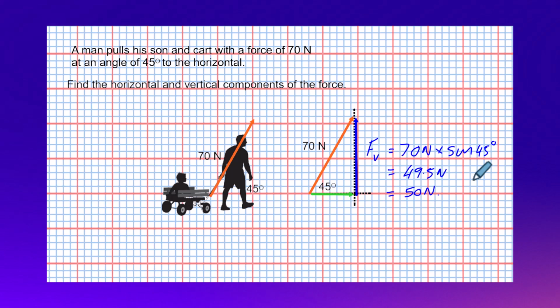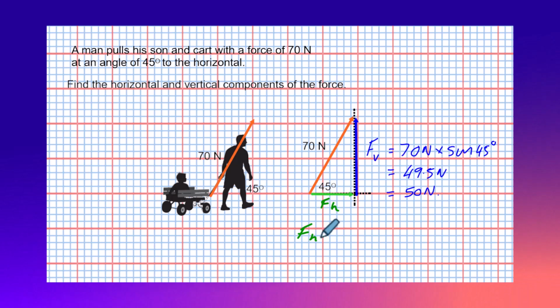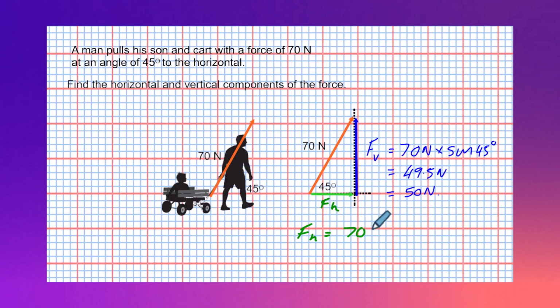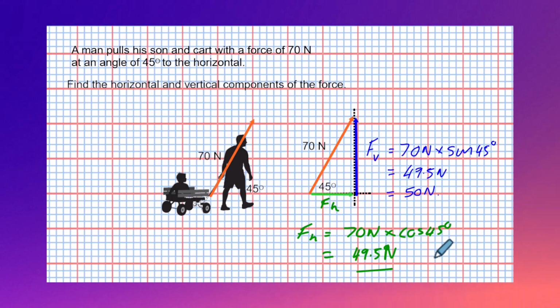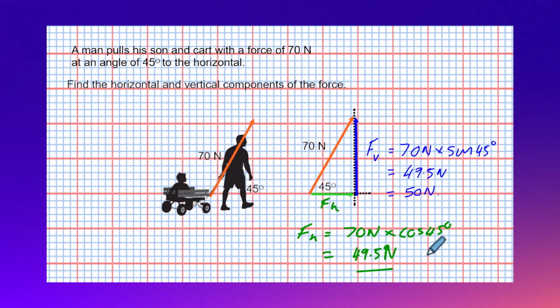What about the horizontal component? Well, the horizontal component is found in the same way. The horizontal component, FH, the size of the horizontal component, is found by saying 70 newtons multiplied by cos of 45 degrees. And we get 70 times cos 45, and we get 49.5 newtons again. And we can, of course, put that to one significant figure by calling it 50 newtons.